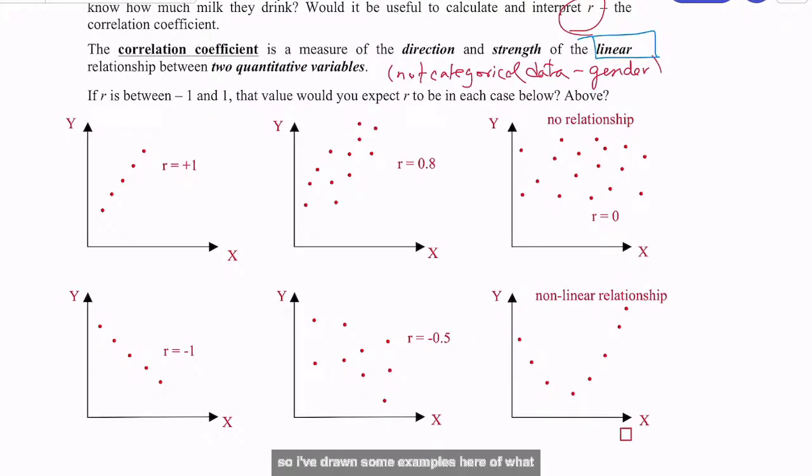So I've drawn some examples here of what R means. R is a number between -1 and 1, and it tells you the direction and strength of a linear relationship between two quantitative variables. If R is at its highest, the positive one, the data looks like this: it fits perfectly on a line, and it's a positive sloped line.